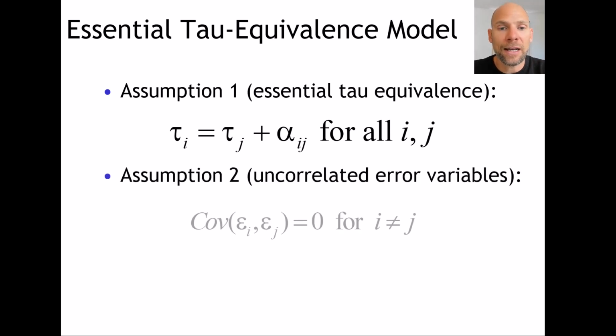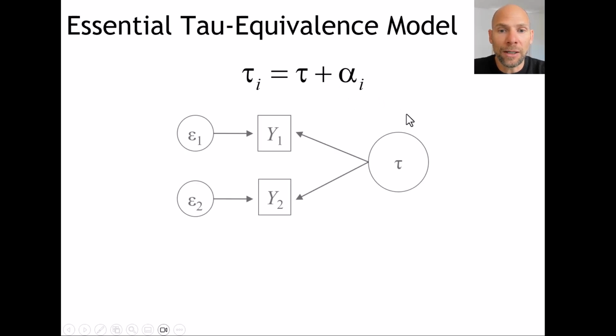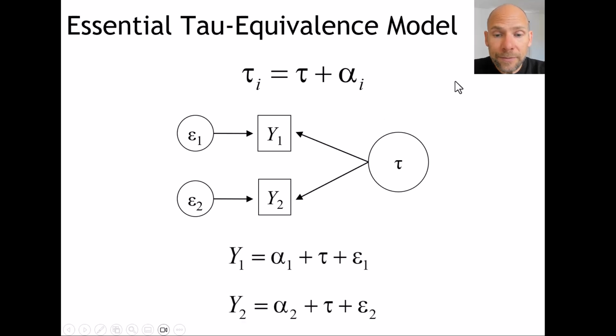And then the second and last assumption is the assumption that we always make, that the error terms are uncorrelated for different tests. The essential tau-equivalence model then has this alpha parameter again, so an intercept is added to our model. The path diagram looks the same because the loadings are still fixed to 1 even in this model. And the measurement equations look the same as in the essentially parallel model, where we now have this additional alpha 1 and alpha 2 constant to reflect mean differences between the scales.